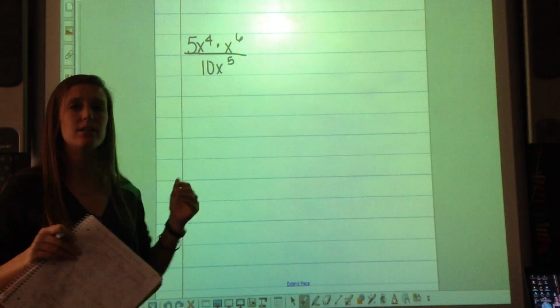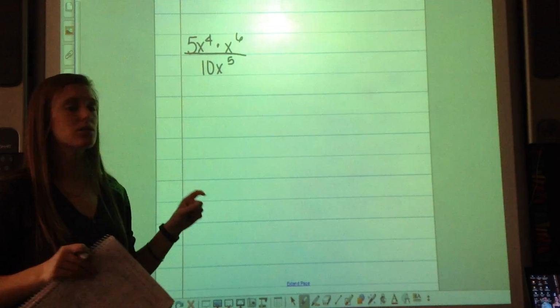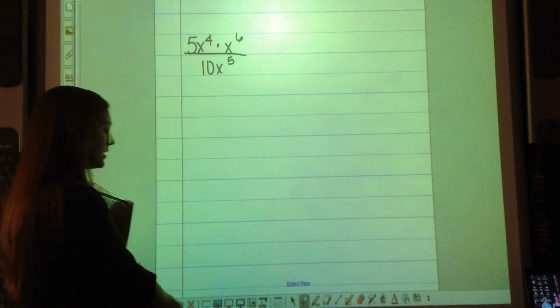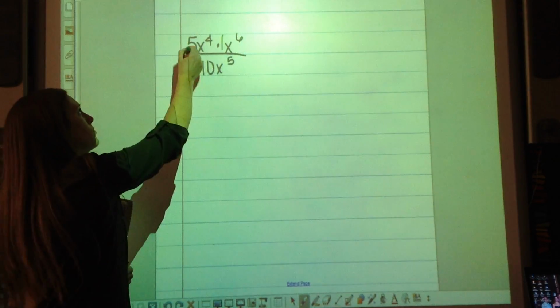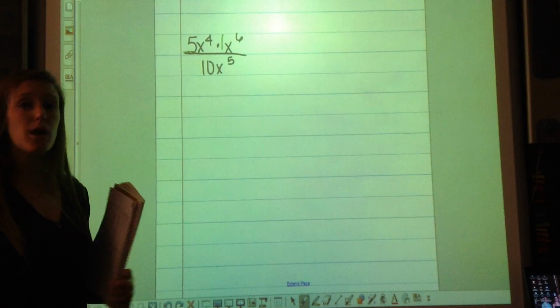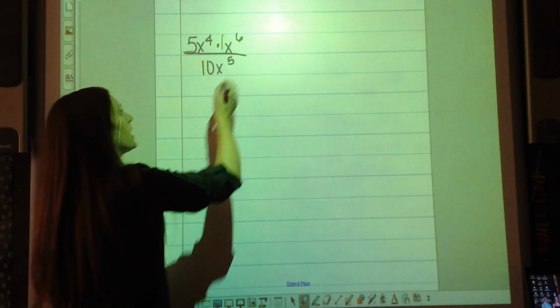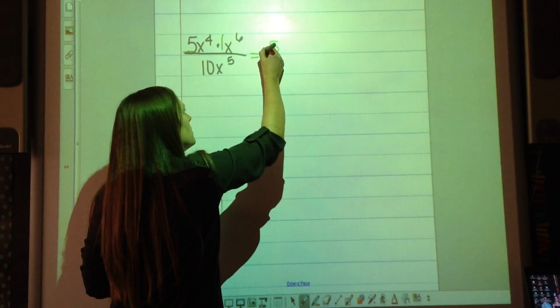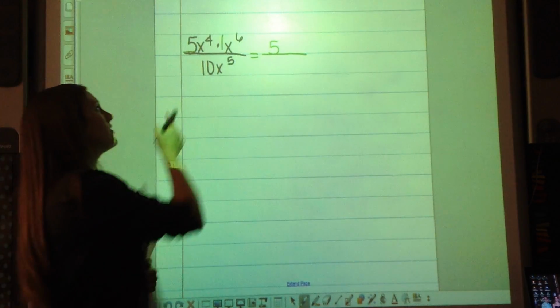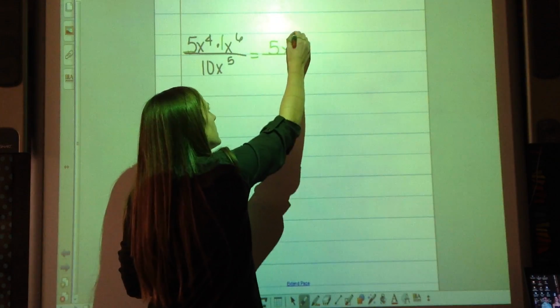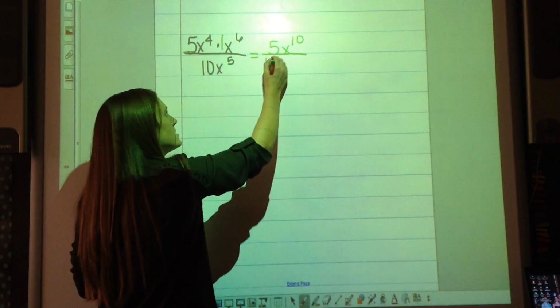I can't divide anything into my numerator, it is simplified, so I'm going to start in my numerator. And I'm going to start with the coefficients out in front, the 5 and the 1. So that's regular multiplication. 5 times 1 is 5. And then I'm going to work with the variables. They're being multiplied, so I add their exponents. 4 plus 6 is 10. The denominator stays the same right now.